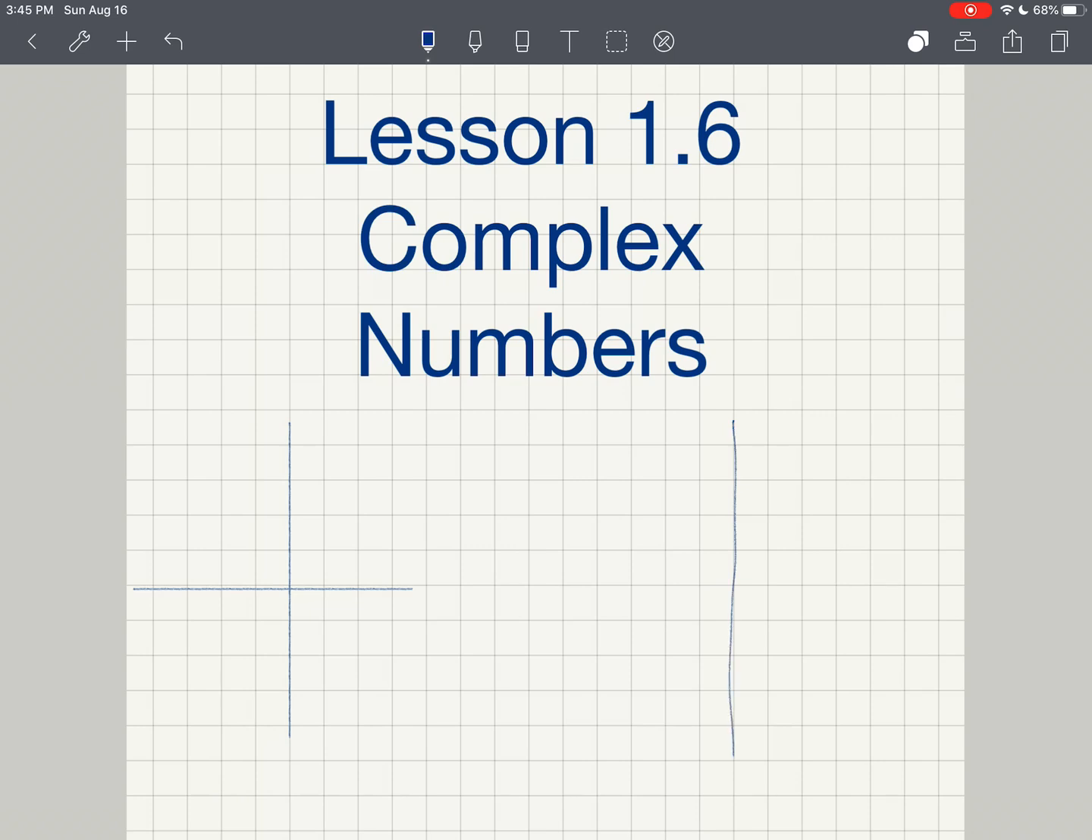Let me just draw this real quick. We have an x and we have a y. And on that x, some number, y, some number, we have an ordered pair. Complex numbers can also be plotted, but they are in an entirely separate plane.